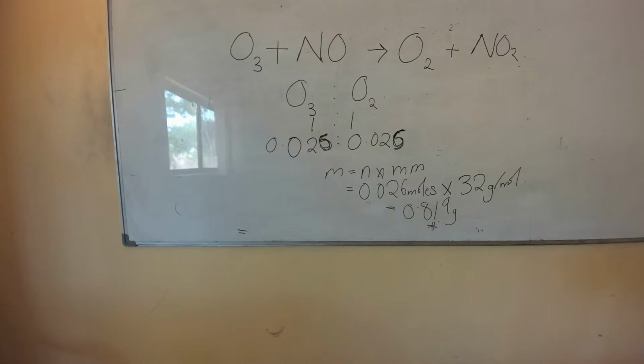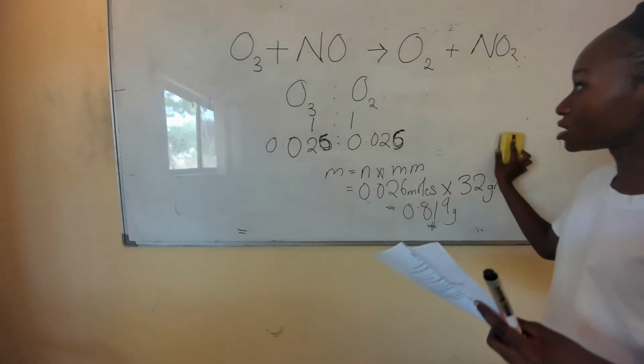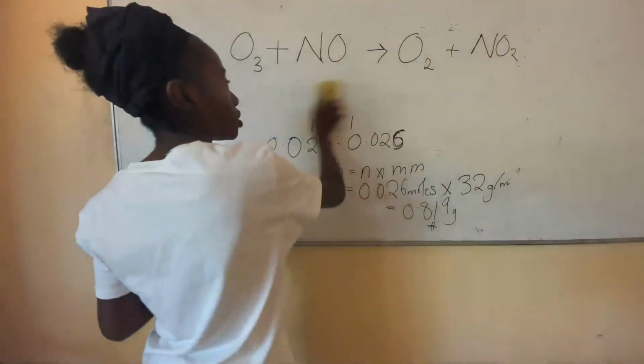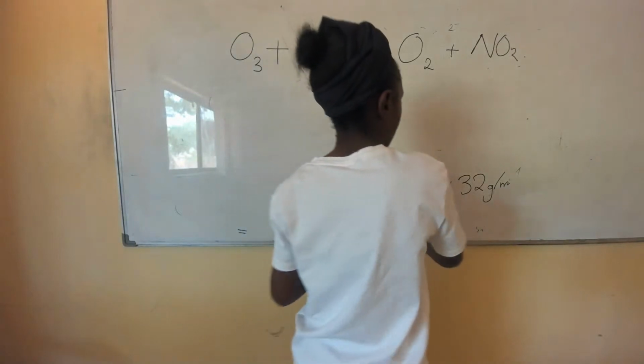But the question is now saying, calculate the mass of excess reagent remaining at the end of the reaction. So we're calculating the mass of the excess reagent which is remaining at the end of the equation.